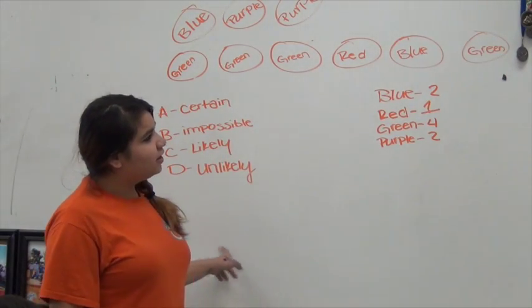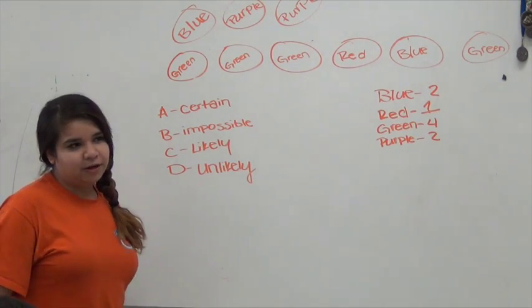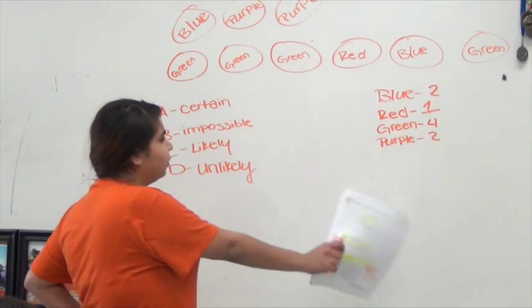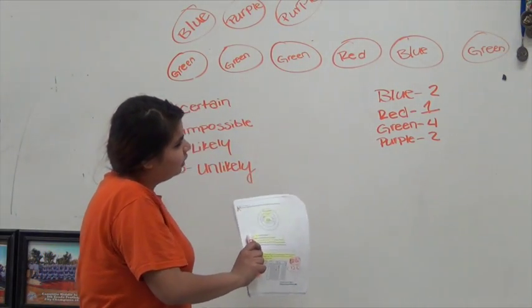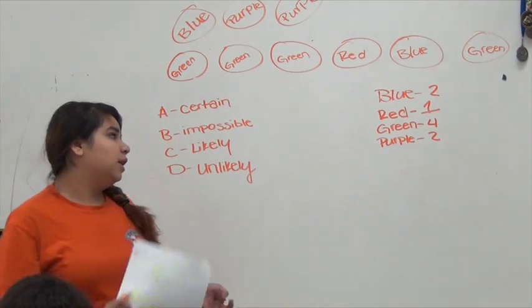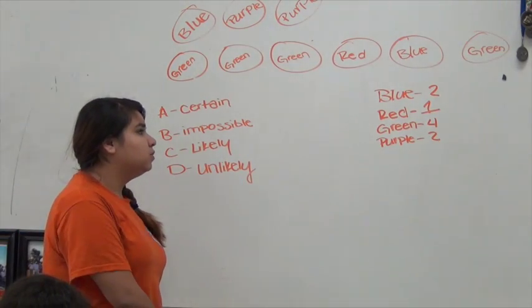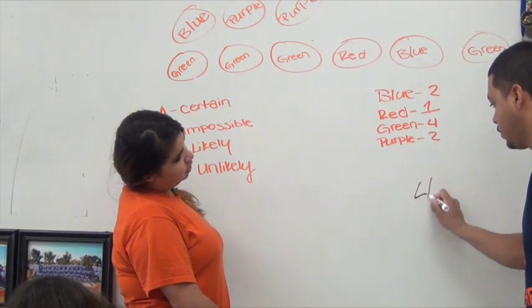So how I figured it out, because it says what is the possibility that she would get green. Well, there's 4 out of 9, so it's 4 out of 9, and then so she would most likely get 4 out of 9.